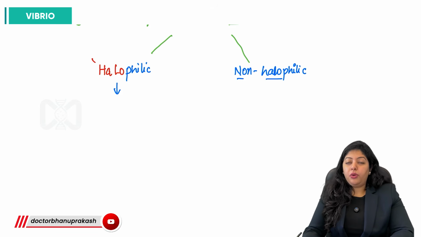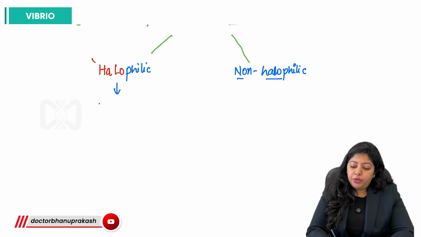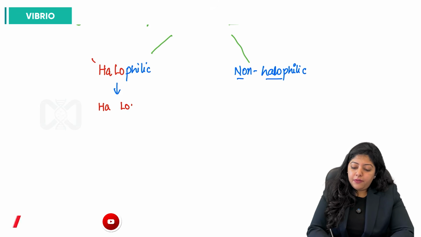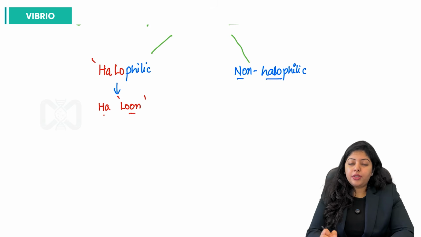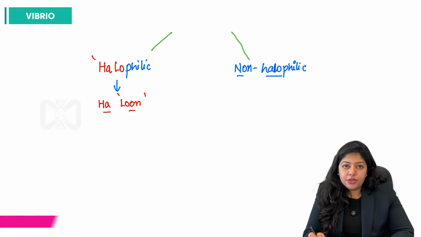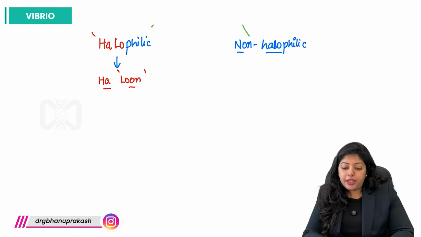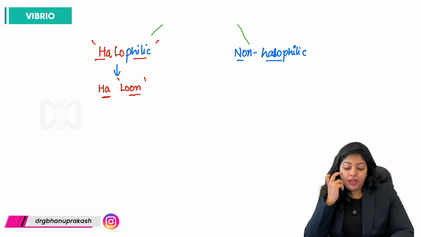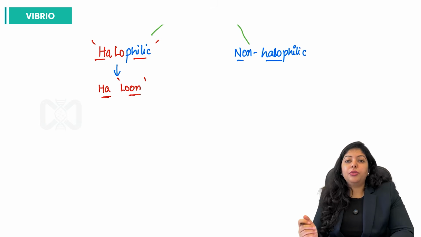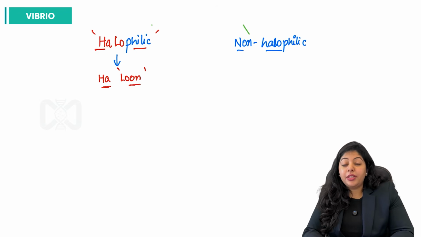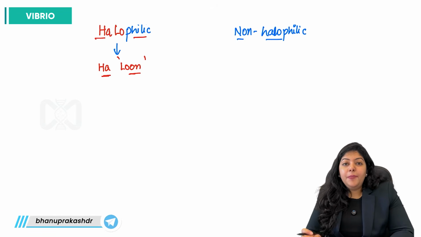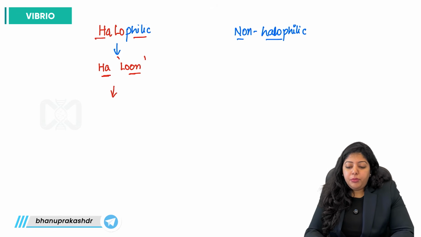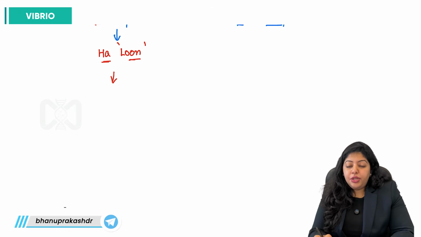Now, halo or loon. Loon is a word used to describe salt in certain Kumaoni regions of Uttarakhand, if you might be knowing. So yes, these halophilic Vibrios require loon, or salt. Loon is a mnemonic that I've kept for you to remember the halophilic Vibrios: they require salt for their growth.